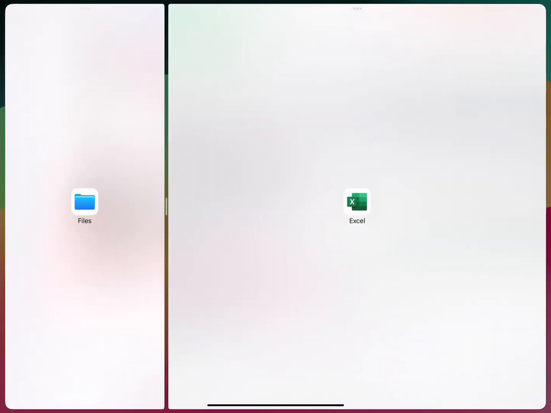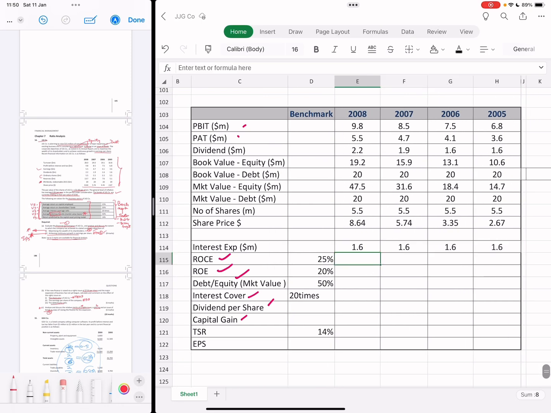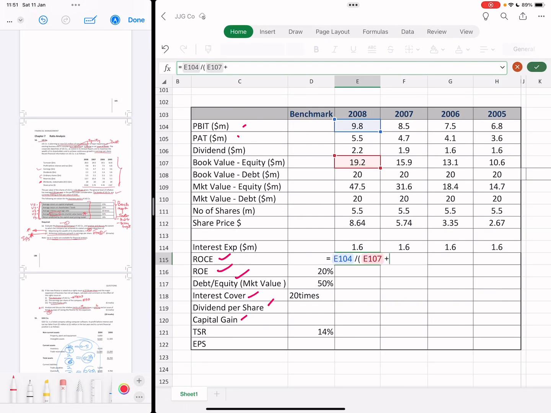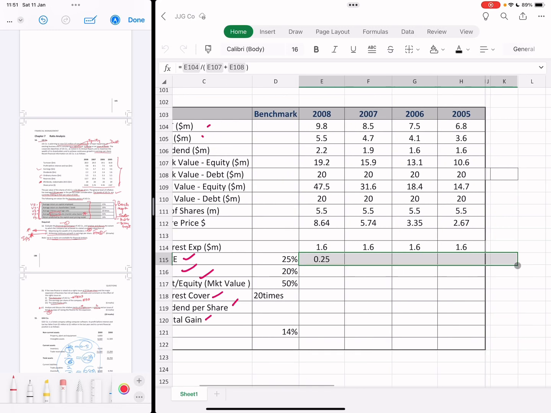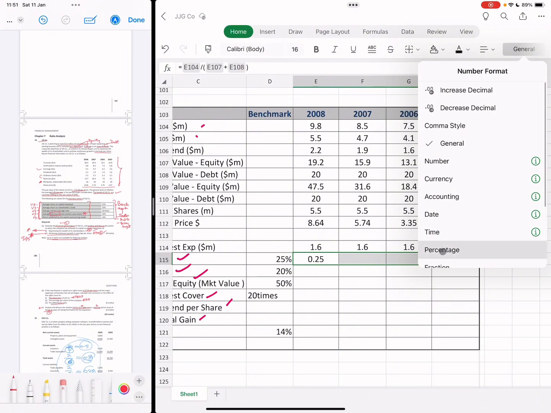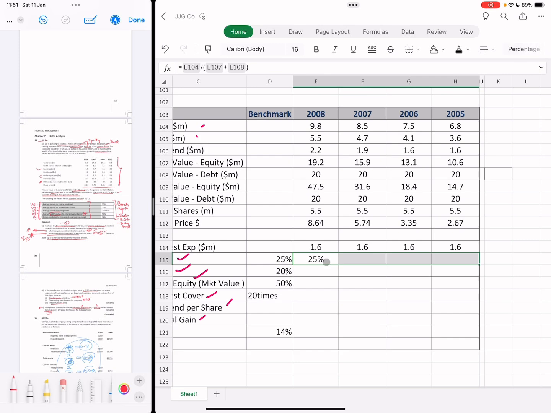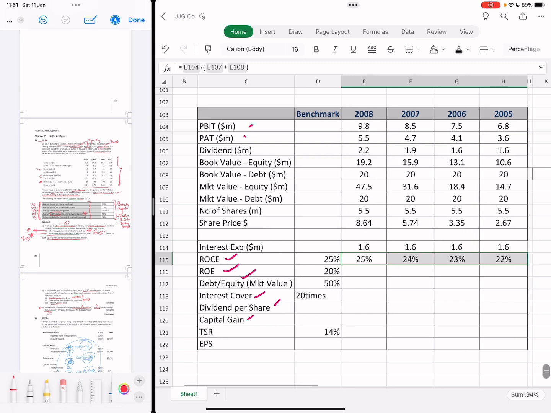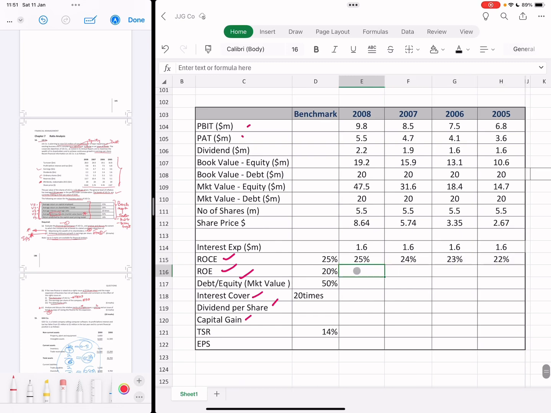And ROCE is PBIT, which equals this one, divided by the capital employed, which is the book value of equity plus debt. And that gives us the ROCE. So this should be in percentage. And that will be the same for all the years as well. You can see ratio analysis is easy and sweet, especially on Excel. And I advise you to practice on Excel a lot.